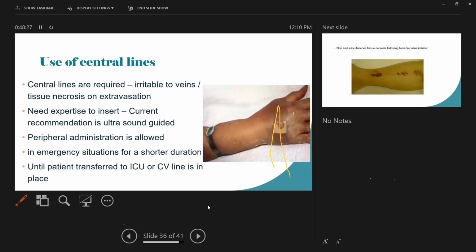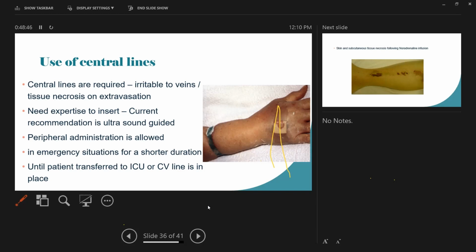It's about the use of central lines. Yes, definitely. These have to go through central lines, your inotropes and vasopressors. Why? Because they are irritant to veins. They are vasoconstrictors, so whatever they do, they will constrict all the veins on the way when you're giving them through the vessel.